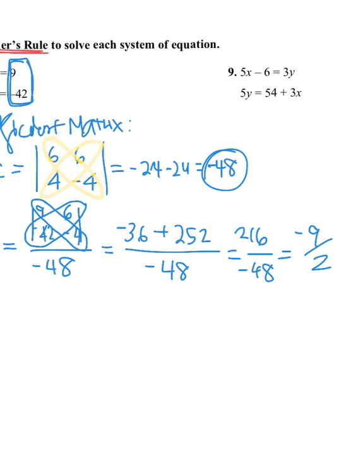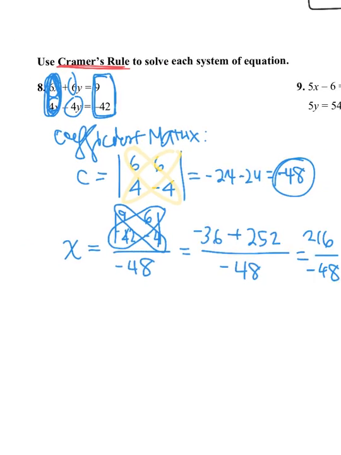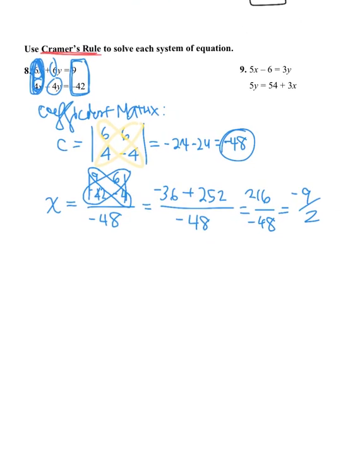All right, let me show you one more time with the y, and I'll have you try with number 9. So for the y, once again, I'm going to replace the y coefficients with the 9 and negative 42, but I'm going to keep my x. So you replace the coefficients of the variable you're trying to find. I'm going to divide that by the negative 48.